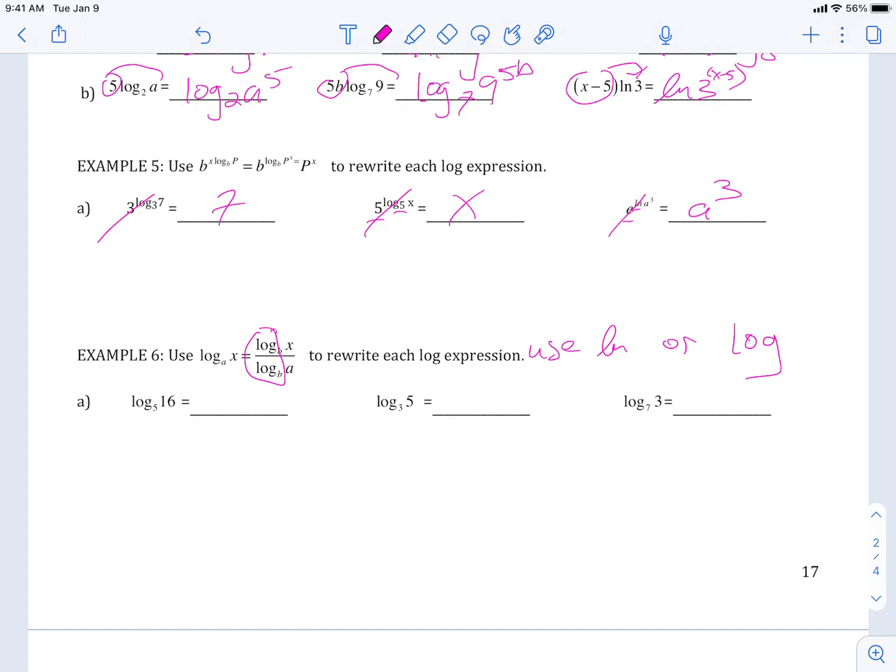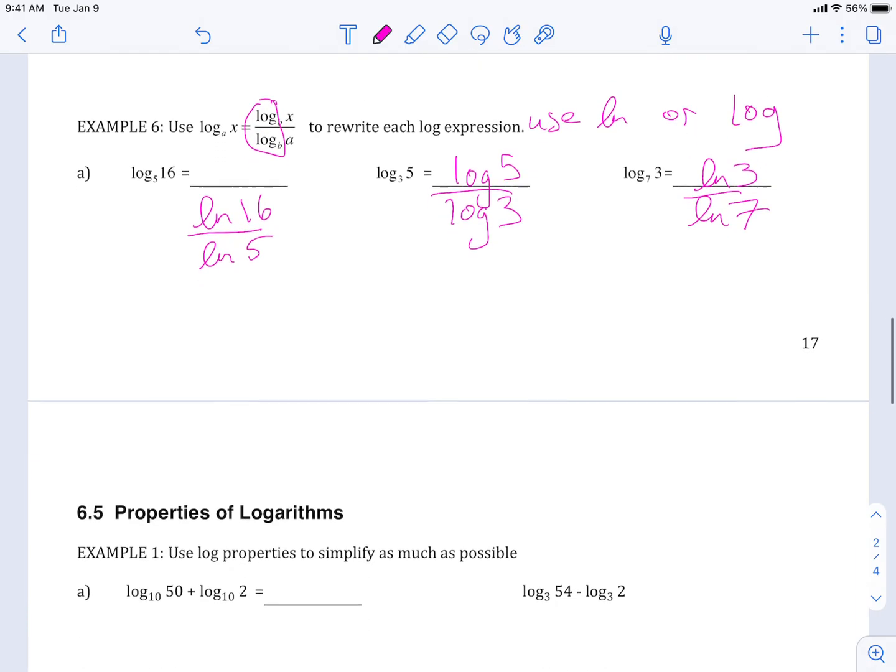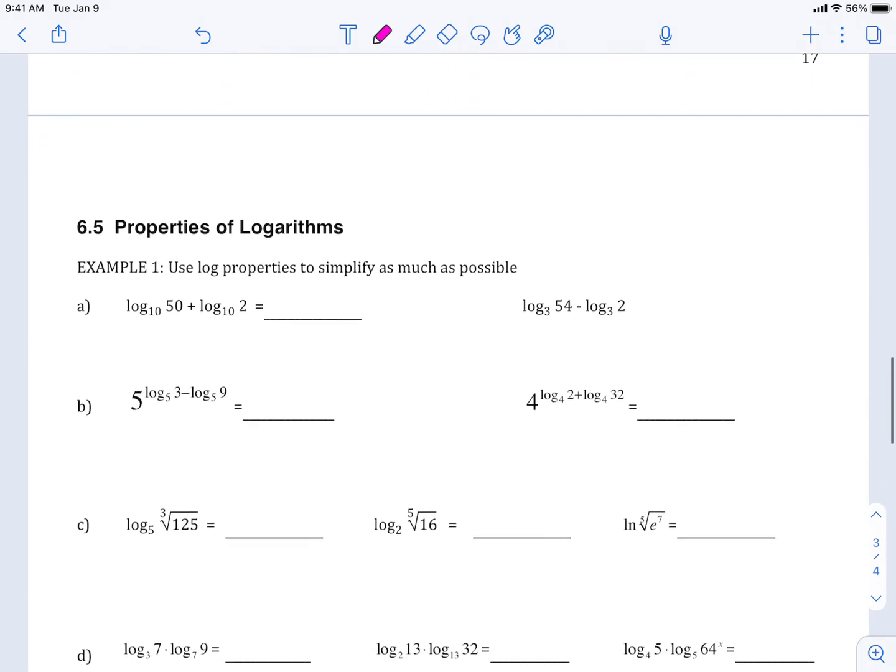So log base 5 of 16, again, your calculators can evaluate it, but in the past they couldn't. So now we'll go ahead and write this as natural log of 16 over natural log of 5. That's the change of base formula. Log base 3 of 5. Okay, well, let's use log this time. Log 5 divided by log 3. Log base 7 of 3. Let's use natural log. Natural log of 3 over natural log of 7. All right, so that's how the change of base formula works. You're going to either use log or natural log.